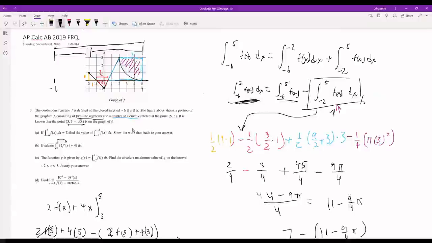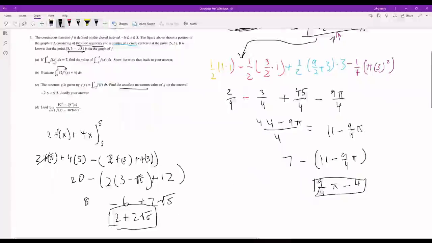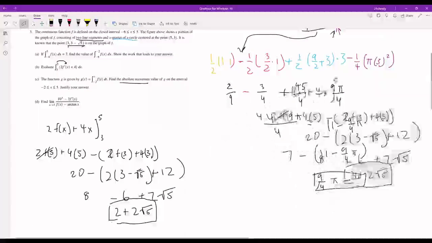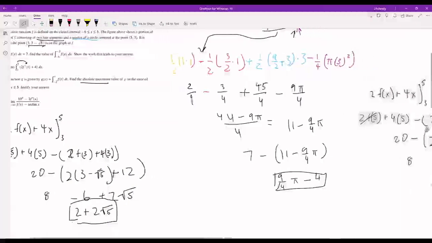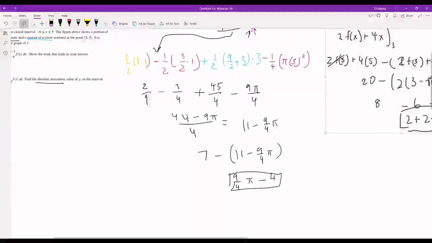Part C: a function g is given by that, find the absolute max on the interval -2 to 5. All right, so absolute max. What does absolute maximum mean? Hold up, whoops. Move this over here.